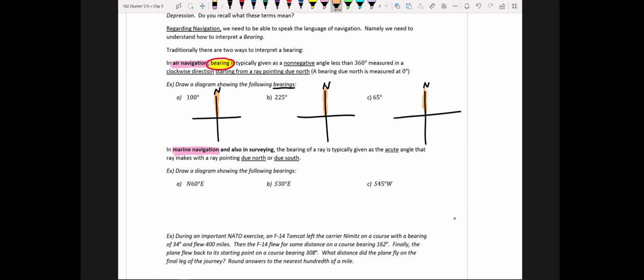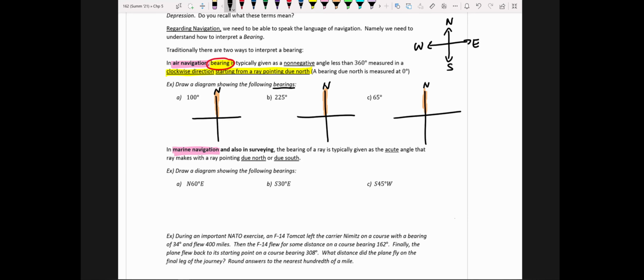Okay, and we're moving clockwise. So angles in standard position start at the east line and travel counterclockwise, but bearings are going to start at the north line and travel clockwise. So let's put directions here to remind us. This is north, east, south, west. Never eat sour wheat. So north, east, south, west. Okay. Bearings, we start at the north line and travel clockwise. So we'll highlight that. Clockwise direction starting from a ray pointing due north.